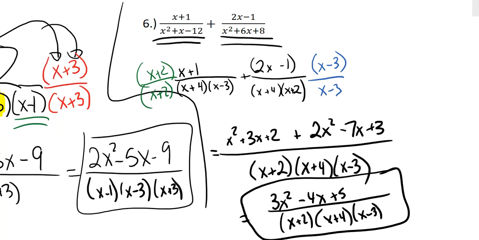All right, you should get 3x squared minus 4x plus 5 in the numerator, and x plus 2 times x plus 4 times x minus 3 in the denominator. You'll notice that up here, when I have a binomial times a binomial, I had to FOIL that. And the same thing here, a binomial times a binomial, and that became that as well.